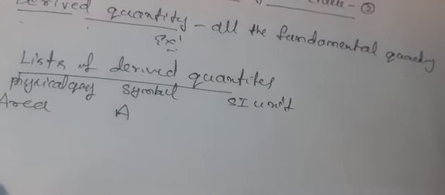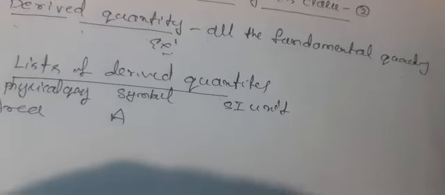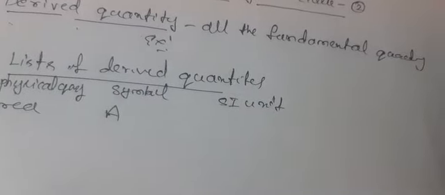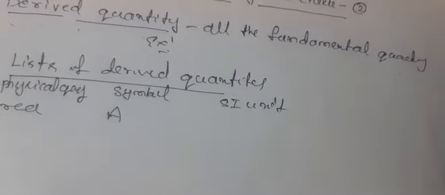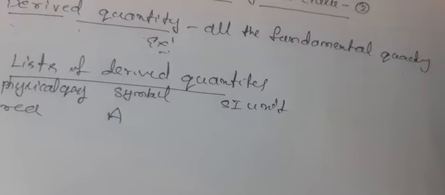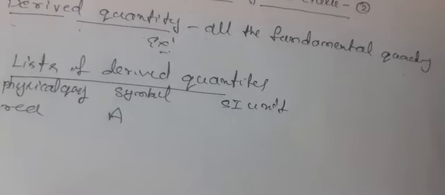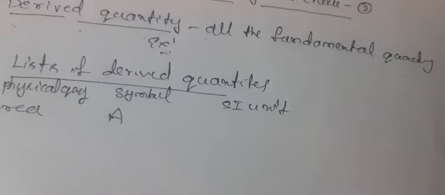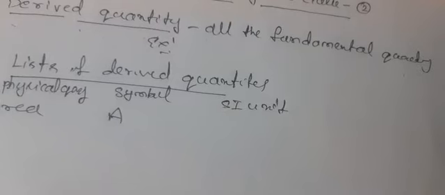In the previous class, we talked about the concept of system of units. There are 4 different types of systems. First is the FPS system, second is the CGS system, third is the MKS system, and fourth is the SI system. FPS means foot, pound, second: length in foot, mass in pound, time in second.